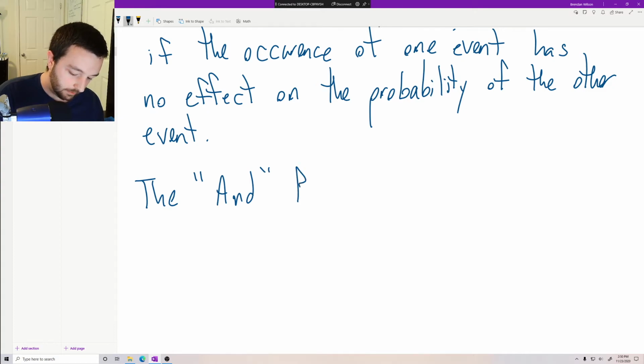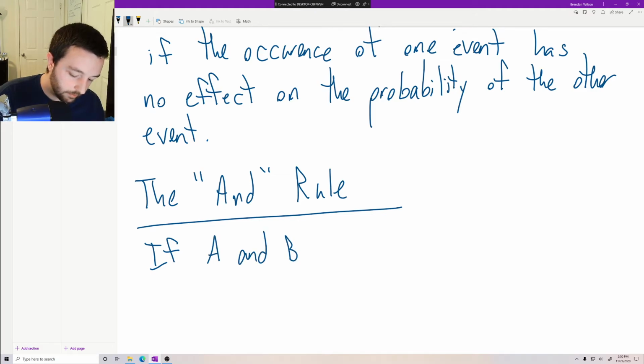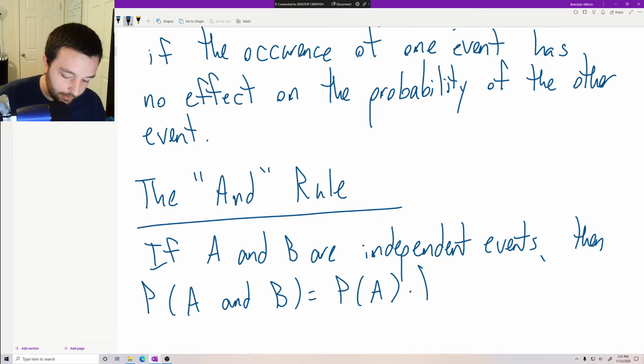Okay. So for the AND rule, the probability that two events happen at the same time, if A and B are independent events, then the probability of A and B is equal to the probability of A times the probability of B. For this reason, it's sometimes called the multiplicative rule or the multiplication rule.